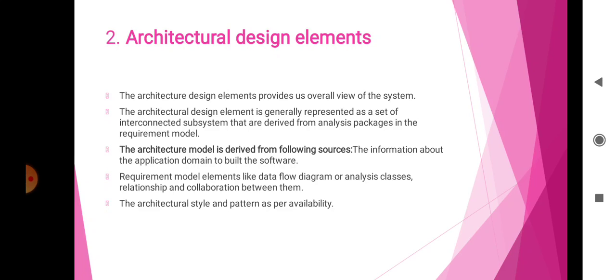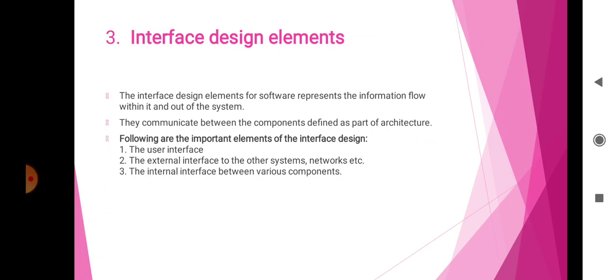First is the information about the application domain to build the software, then requirements model elements like the data flow diagram, then analysis classes, relationships, and collaboration between them, then the architecture styles and patterns as per the availability. Then interface design element. The interface design elements for software represent the information flow within it and out of the system. They communicate between the components defined as a part of the architecture.